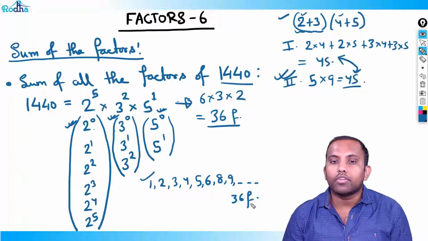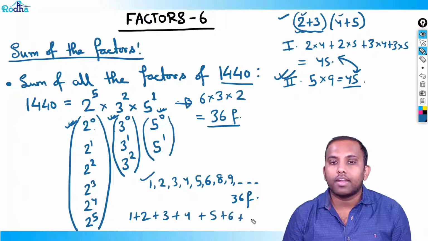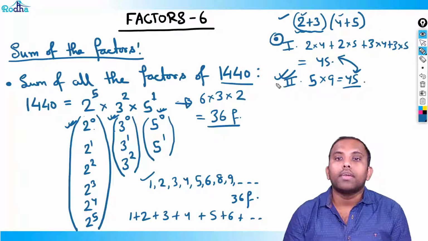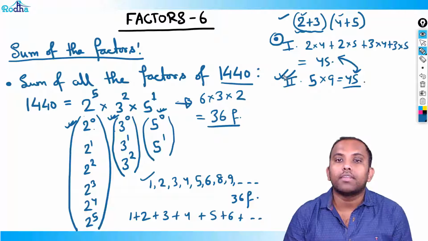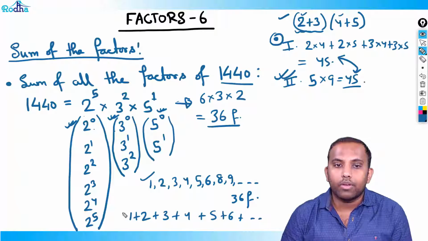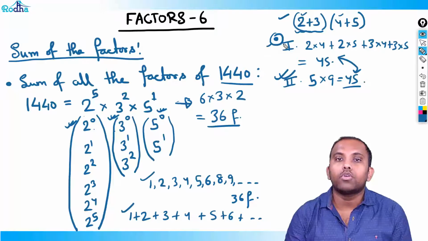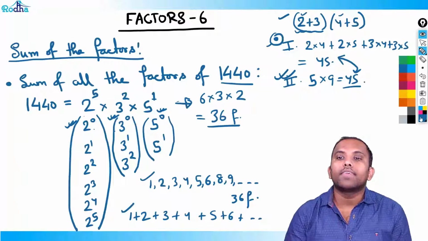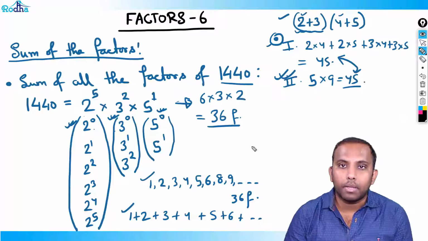We're writing all the 36 factors and then adding 1 plus 2 plus 3 plus 4 plus 5 plus 6 like this. This is nothing but step 1. This is method 1. But I want to do the second method. What is the second method? Add inside the bracket only and then multiply.